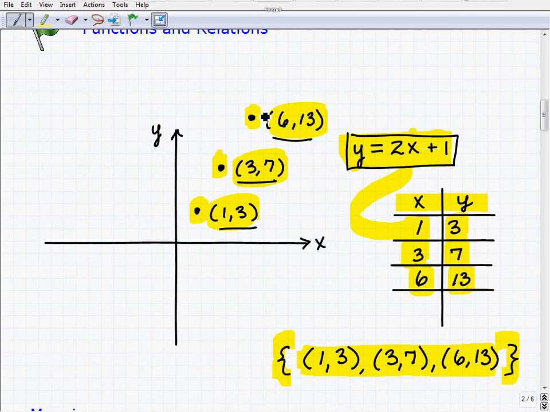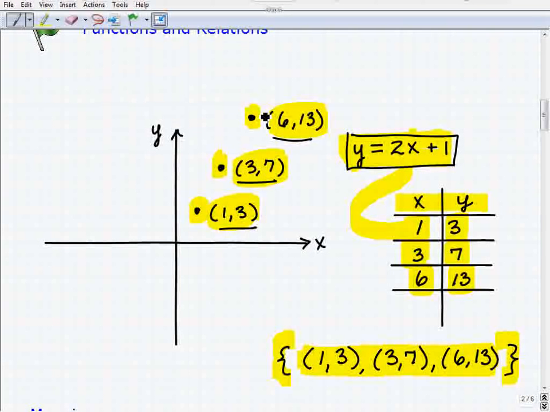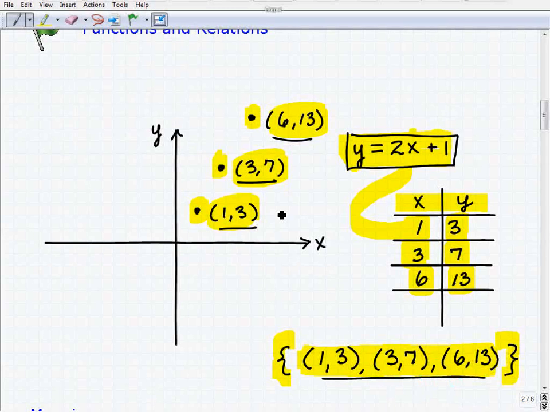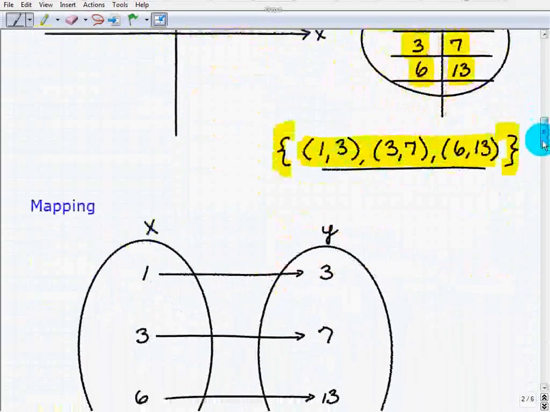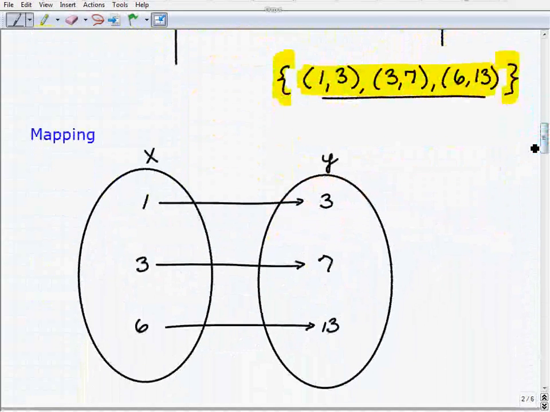So, ways that we can identify a relation and a function are by a collection of ordered pairs, a graph, an equation, and a table of values. But there's another way that you can take a look at a relation. It's called a mapping diagram. Now, for most of you, this is probably going to be pretty new. You may not be familiar with this, so you want to pay attention.